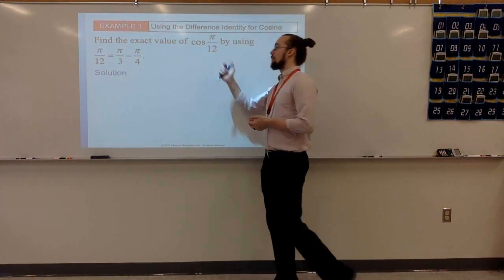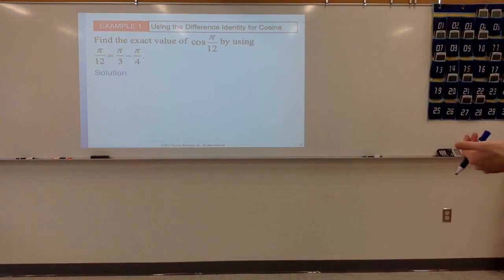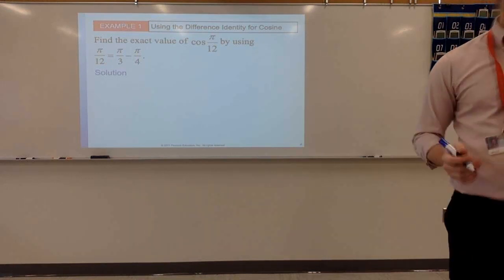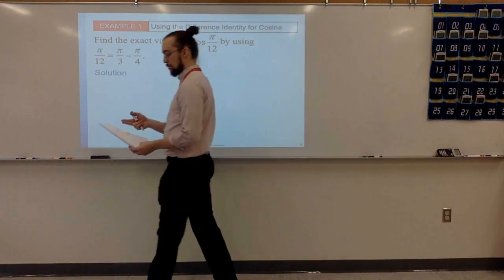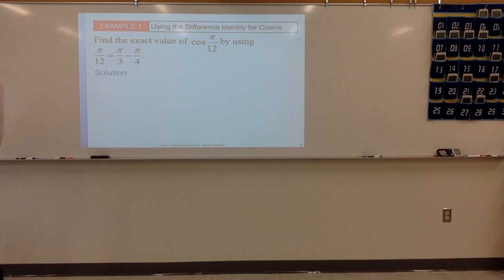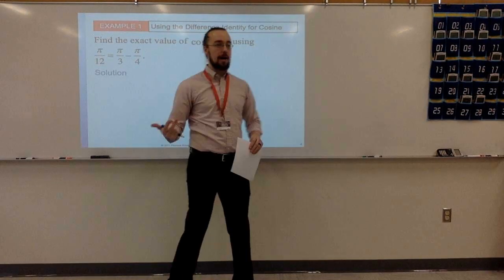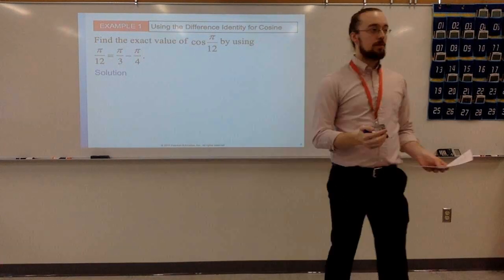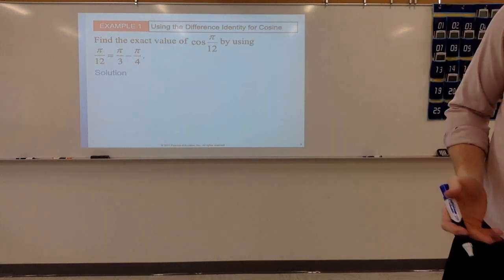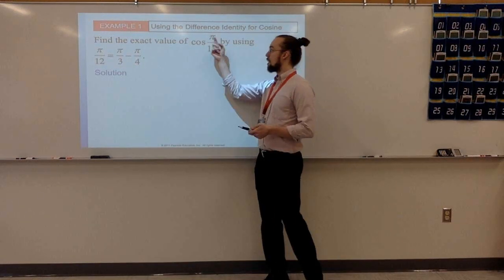In this first example, they ask us to find the exact value of cosine of pi over 12. Well, if you look at the formulas on your paper, we've got two different formulas for cosine: cosine of A plus B and cosine of A minus B. So what we want to think about is how can I add or subtract two angles for which I know the values to get pi over 12. And if you want to convert to degrees, that's okay. If you're more comfortable working in degrees, you can always change this to degrees.